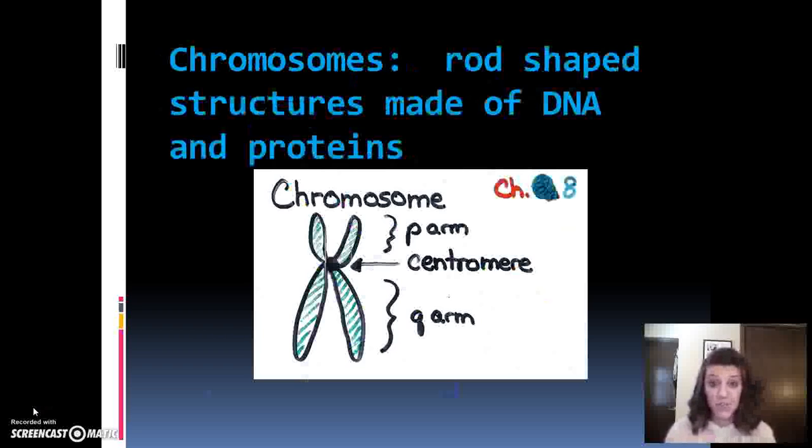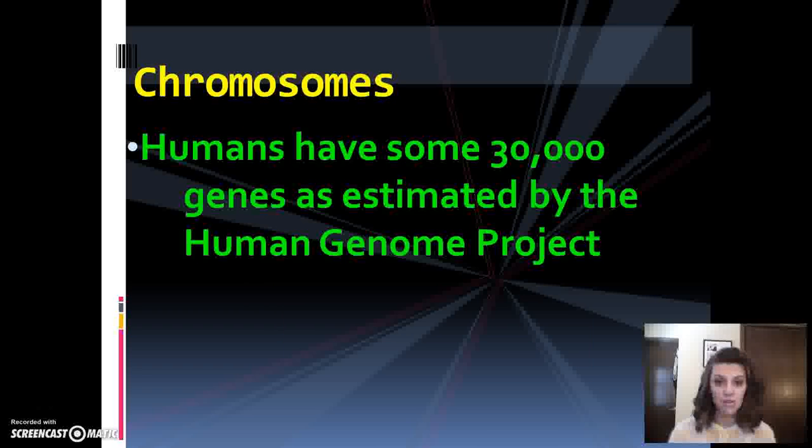Okay, so we know those chromosomes, like we said, are made of DNA. And they're rod-shaped structures, and they are not only made of DNA, but they are also made of proteins called histones. Okay, so you have your chromosome here. You have the P arm, which is going to be the short arm on your chromosome, and then you have the Q arm, which is going to be the long arm. And we say P arm and Q arm because it's going to help us when we're looking at genes to determine where genes are found. So if they're found on chromosome 10, are they found on the short arm? Are they found on the long arm? And then we have a centromere, which is where the chromatids are going to cross.